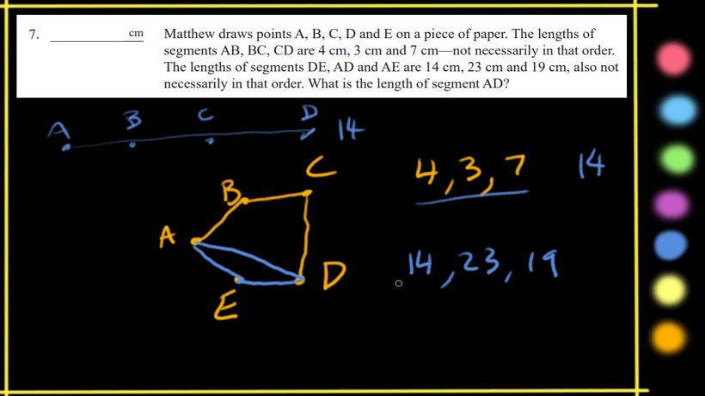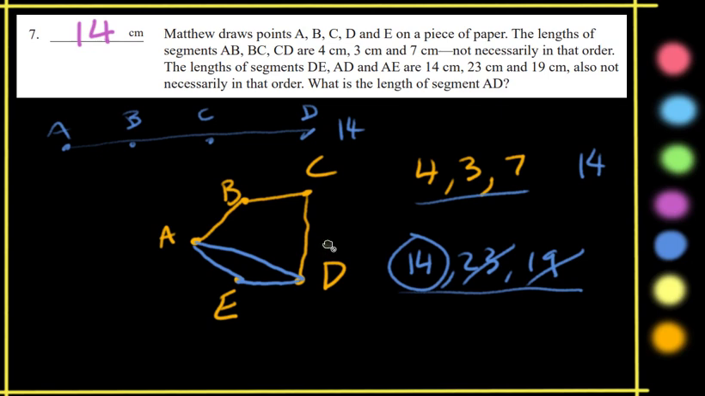And we know that A and D have to be no less than 14 apart, because we know that AD is one of these three numbers. And so it can't be this one, it can't be this one, because these other four segments wouldn't reach. So it has to be 14, which means A, B, C, and D are all on a line. But anyway, the answer there is just 14 centimeters. So a little bit tricky, but not too bad.